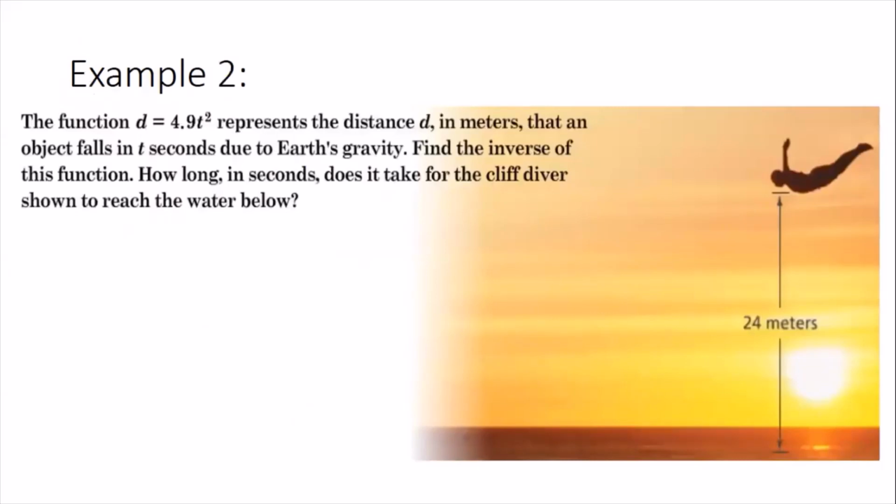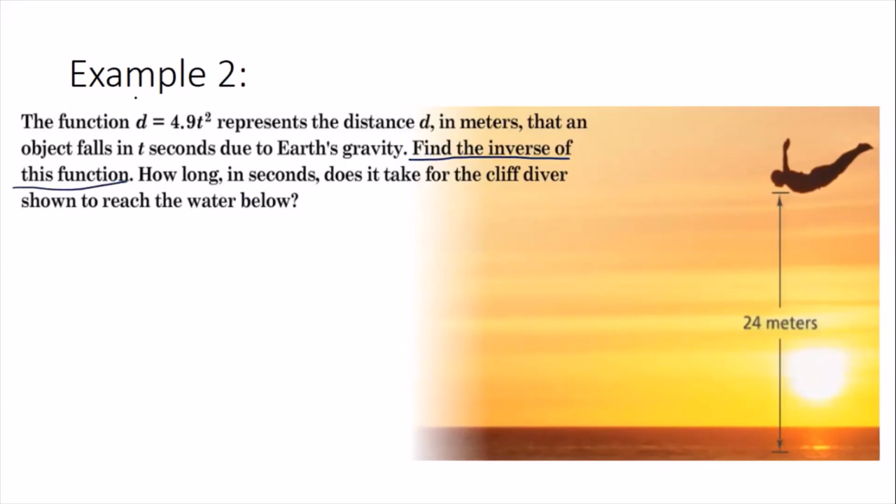Let's deal with the word problem. So it says here, the function d equals 4 9/10 t squared represents the distance d in meters that an object falls in t seconds due to Earth's gravity. Find the inverse of this function. How long in seconds does it take for the cliff diver shown to reach the water below? So there's two parts. Part 1 is we're going to find the inverse of the function. And then part 2, we're going to use the inverse to answer the question.